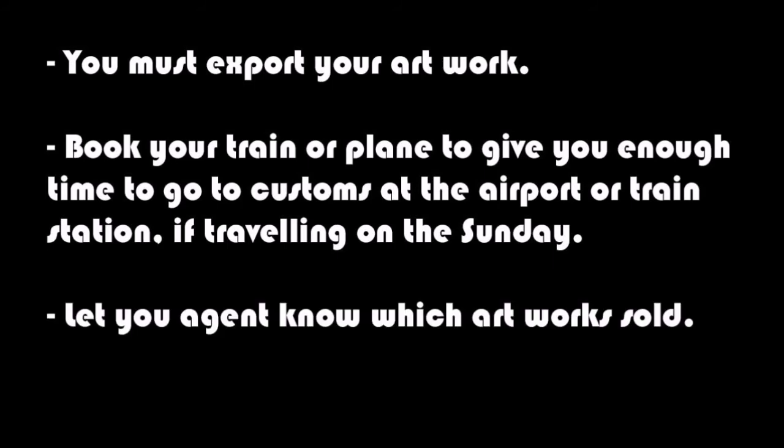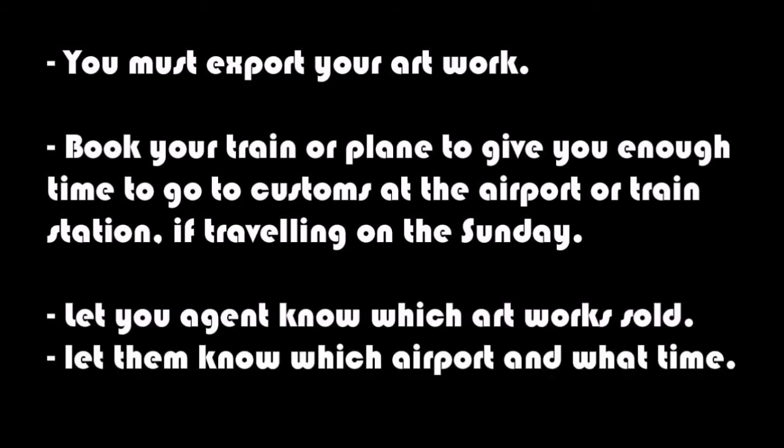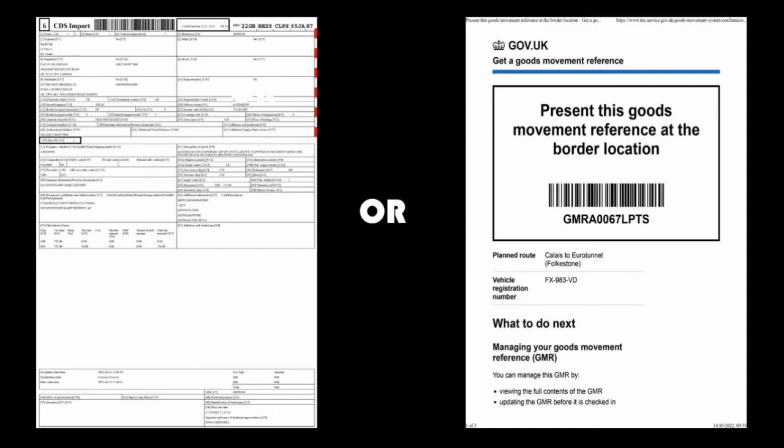When you travel, the first thing is to let your agent know which works you sold, what time your transport leaves, and which airport or train station you're leaving from. Your agent will then send you a second MIB, which is for export. You need to get this MIB stamped by customs.